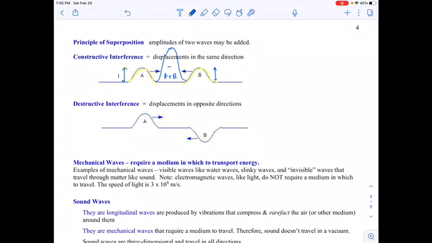And here, if we have the same wave but they're out of phase, wave A is on one side and wave B is on the other side, when they come together, they will completely cancel out.